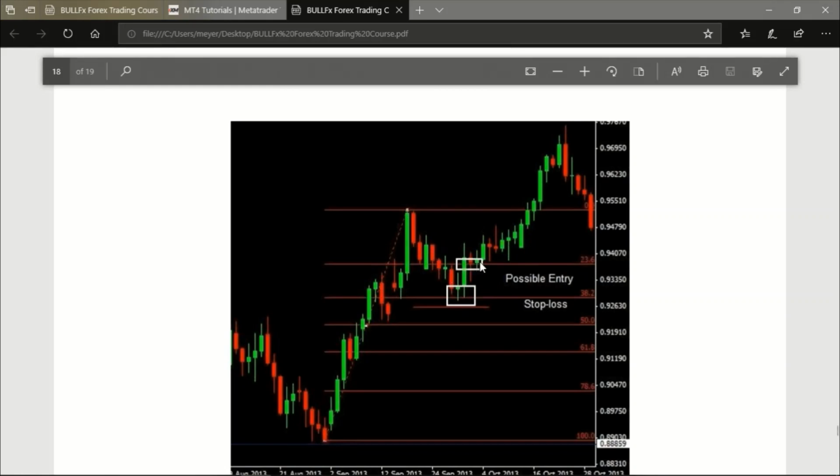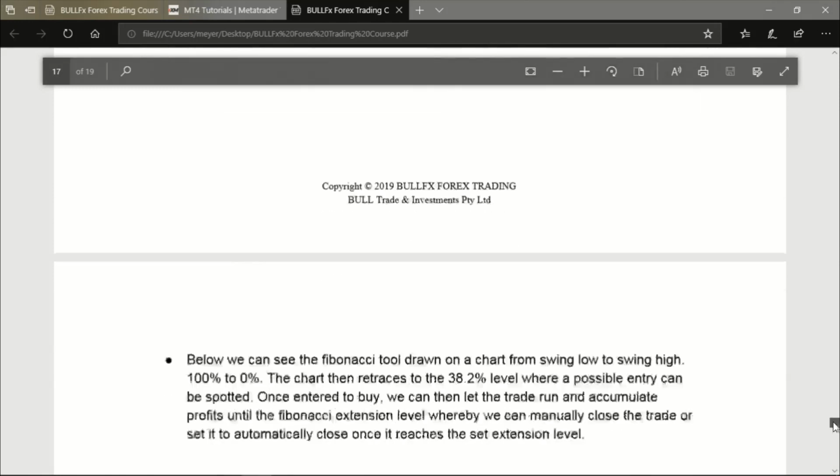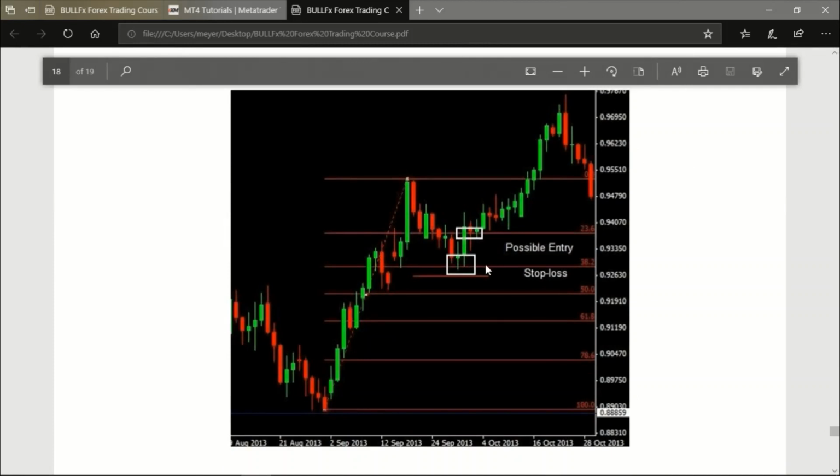This is where you would enter the market, then you would ride out the market all the way until a Fibonacci extension level, which would be somewhere over here. It isn't marked on this picture, but this would have been a 161.8 or a 138.2 level, like I previously explained in the table. So it says there, if it retraces to the 38.2, it will extend to the 138.2. So over here, it retraces to the 38.2, so it will extend to a 138.2 level somewhere over there.